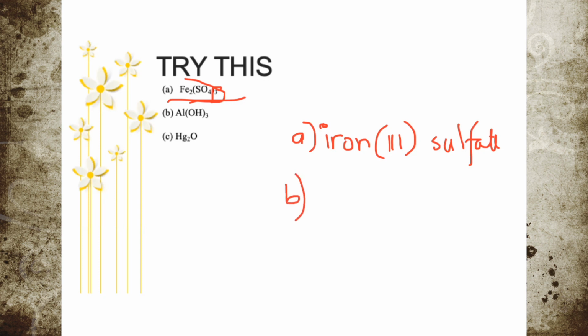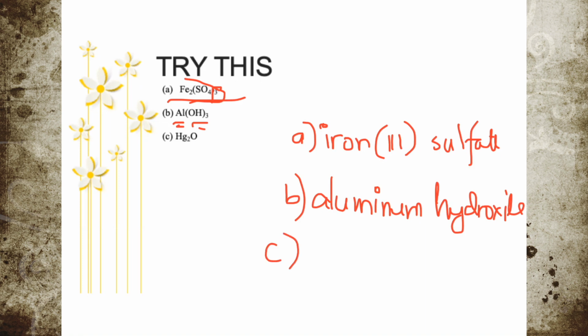Letter B, you have Al. The charge of Al is 3. However, aluminum is not one of those elements with 2 or more charges, so its name will remain as aluminum. And then OH is hydroxide.